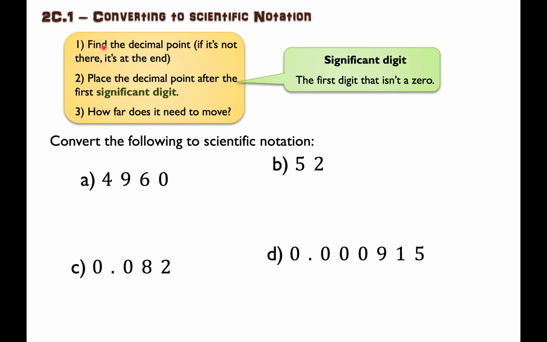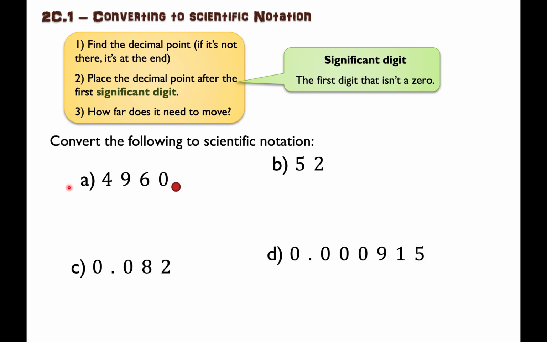Number one, find the decimal point. This one doesn't have a decimal point, so if it's not there, it's at the end. Right there. If you have a whole number, no decimal, it's at the end. That's where it secretly is. And then we actually want to place a decimal point after the first significant digit. That's the first digit that is not a zero.